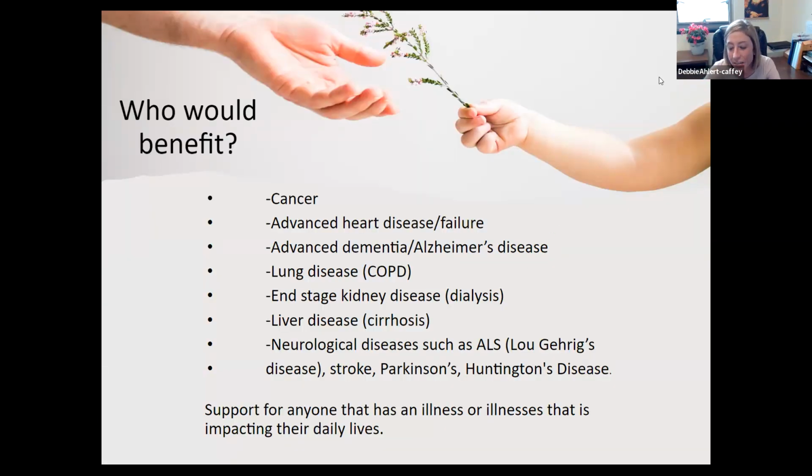Okay, thanks. Patients with cancer, advanced heart disease or failure, advanced dementia or Alzheimer's disease, lung diseases like COPD, end-stage kidney diseases like people on hemodialysis, liver disease, cirrhosis is a common one, neurological diseases such as ALS or Lou Gehrig's, anybody that's had a stroke that's debilitating, Parkinson's disease, Huntington's disease. But in all, support for anyone who has an illness or illnesses that impacts their daily lives.